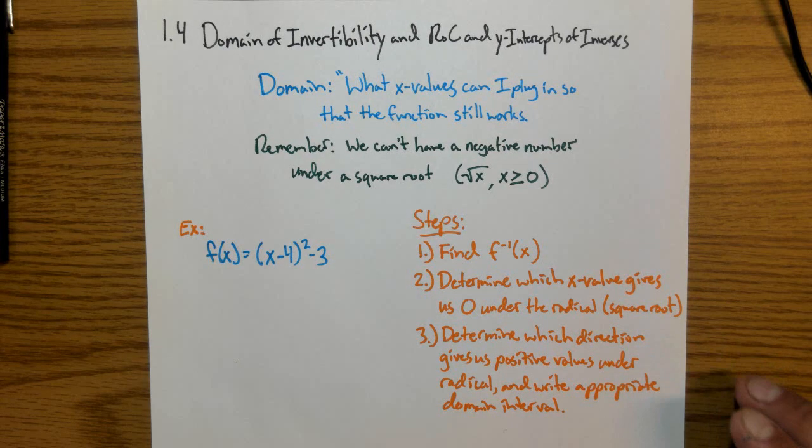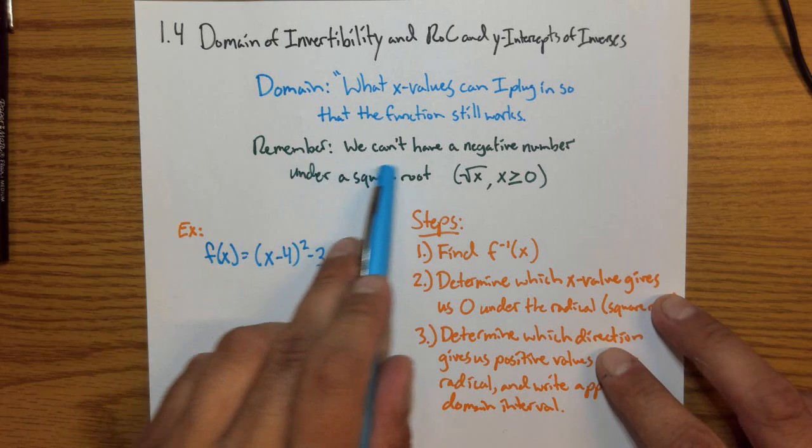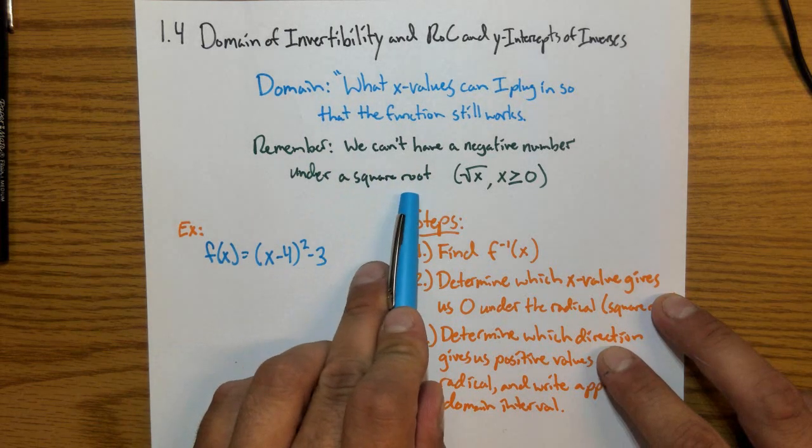Sometimes, for instance, if we have something where we plug in a 0 and 0 is on the bottom, we can't divide by 0, so that's not part of the domain. Or also, if you recall, we can't have negative numbers under a square root. So we need to remember that we can't have a negative number under a square root.